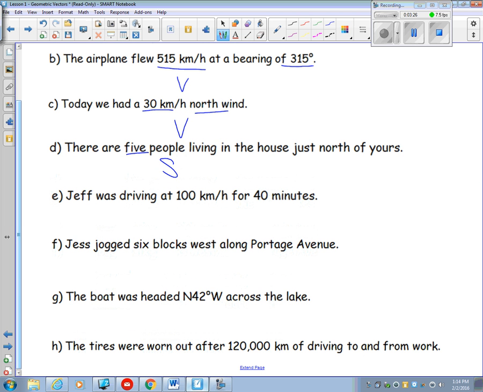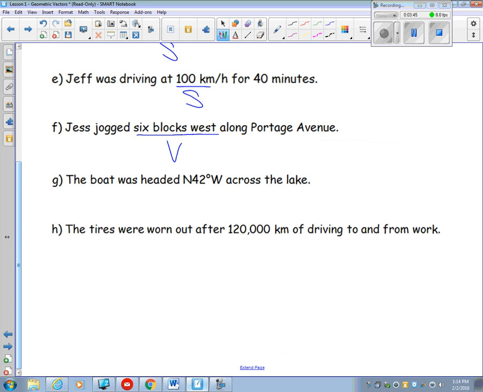Jeff drives at 100 kilometers an hour for 40 minutes. It doesn't tell us where he's driving, so we have no direction. It's a scalar. Jess jogged 6 blocks west. Okay, we have a size and a direction, vector. And the boat was headed north 42 degrees west across the lake. Now, this is a bit of a tricky one. This is actually a vector, and we have our direction. And across the lake, well, however big the lake is, it's going to have a size attached to it, right? So even though it doesn't have the number in there, it actually is a vector.